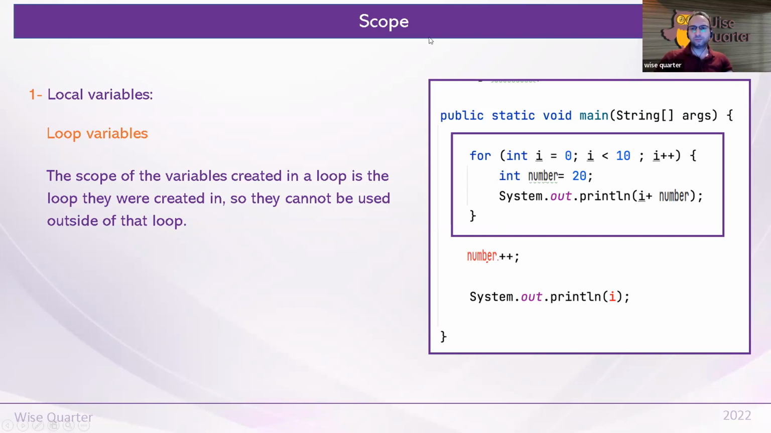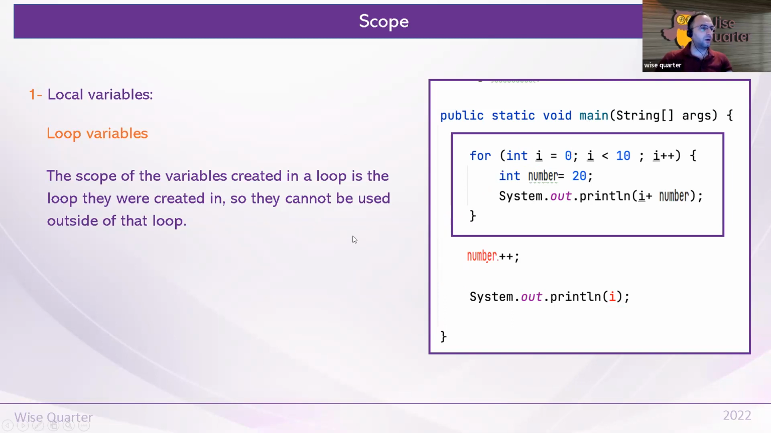And one more thing, actually. When we use a loop here, we always create a variable. This is the integer i variable, and in the loop, we are using this variable. But if you try to use the same i variable outside of the loop, it is not possible because it's a loop variable. It can only be used in the loop.